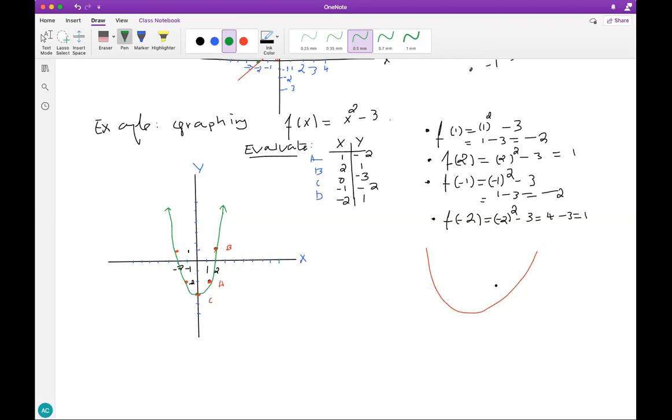Anybody figure out the name? Starts with a P. P, then an A, then R. Say that again? Vertical, something like that? No, it starts with a P. P, A, R. Parabola. Exactly. Very good. Parabola. So this type of graph is called a parabola.